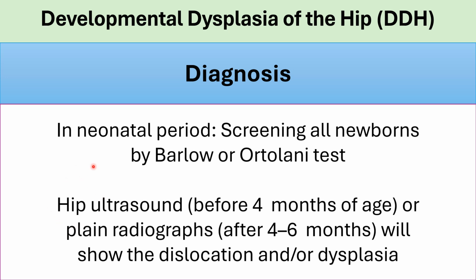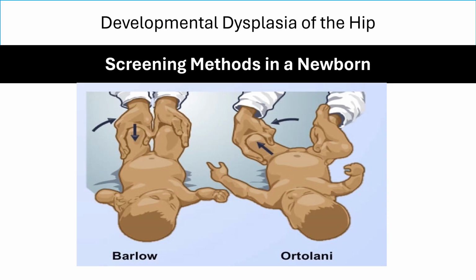If you suspect a case of DDH, order hip ultrasound if the age is less than 4 months. From 4 to 6 months and ideally from 6 months, plain radiographs will make the diagnosis as well. Will show the dislocation and dysplasia. The best screening method for DDH is Barlow and Ortolani maneuvers during the neonatal period up to 2 to 3 months. After 3 months, it will be difficult to do that.